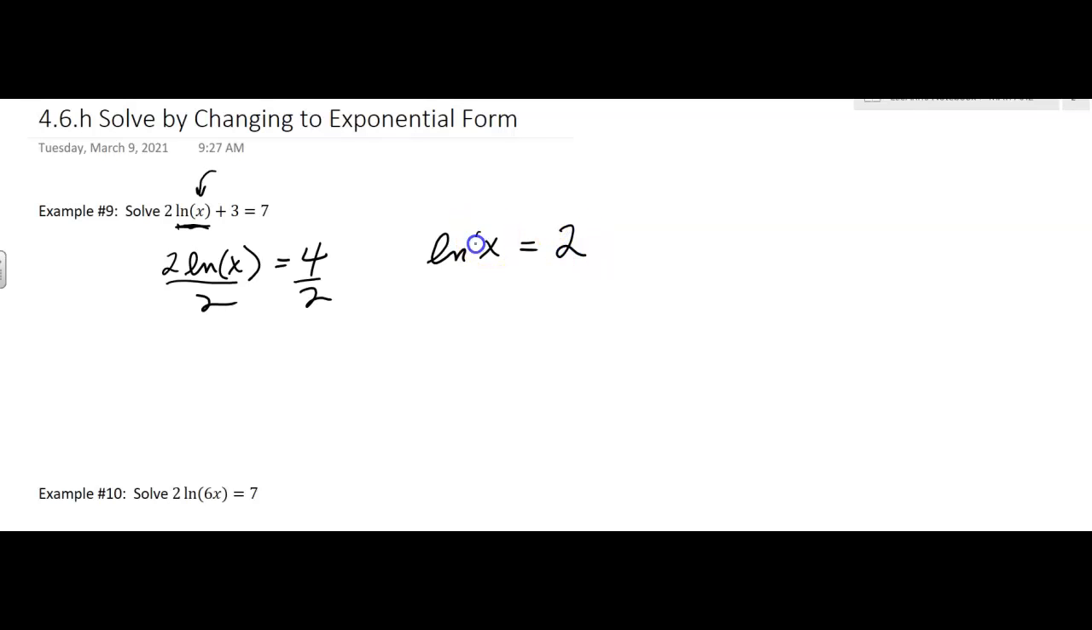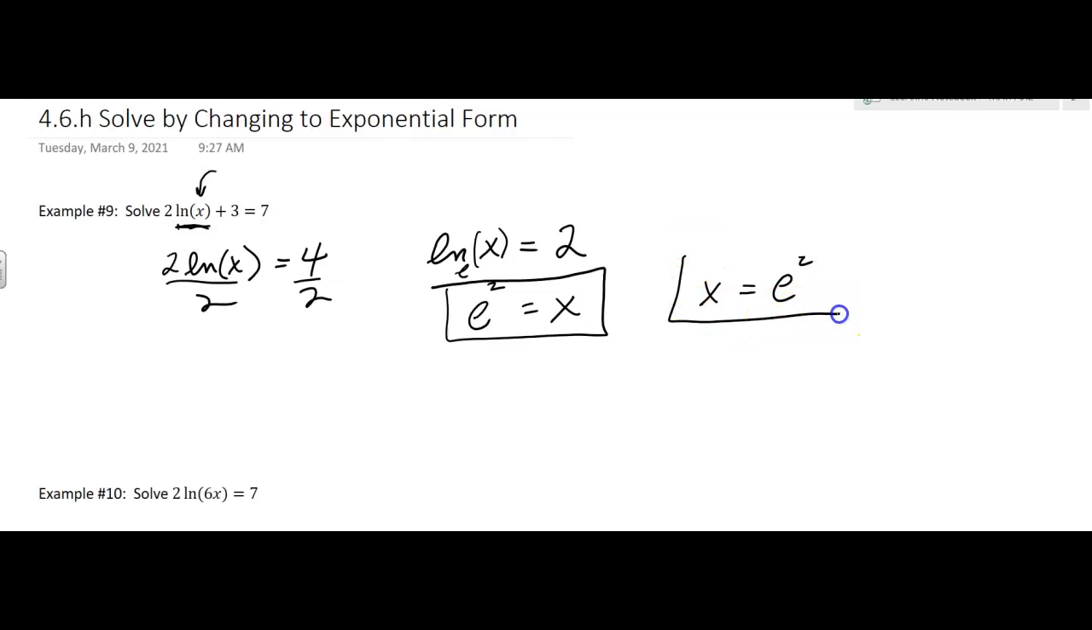So you have that x that's got this function applied to it. Well, how can you get that x out of there? You can change it to exponential form. Remember the base here is e, so we're going to go e to the second power equals x. And we're done, okay? You could say x equals e squared. Now, that's a decimal. You could put it in your calculator. But again, we usually want exact answers unless they say, hey, we want a decimal approximation, okay?